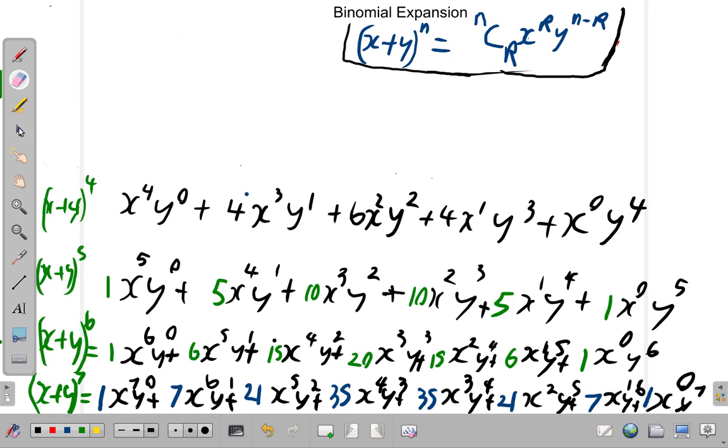Now, I want you to do something for me. I want you to expand x plus y to the power of 4 using the patterns for the x to the power and y to the power, and then to use this formula to get the numbers that would multiply the x and y terms, and pretend as if you didn't see this. All right? Pretend as if you didn't see this expansion before.